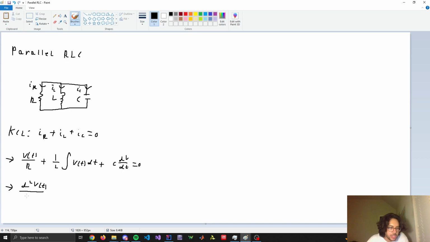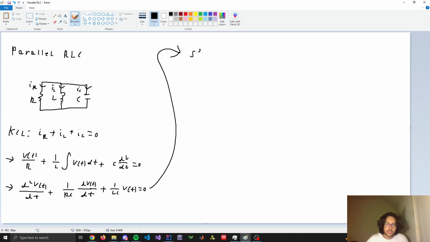Second derivative of the voltage plus 1 over RC times the derivative plus 1 over LC V equal to 0. Well, now the characteristic equation is S squared plus 1 over RC S plus 1 over LC equals 0. So now remember the middle term, or the S term in the series, was R over L. Now it's 1 over RC.